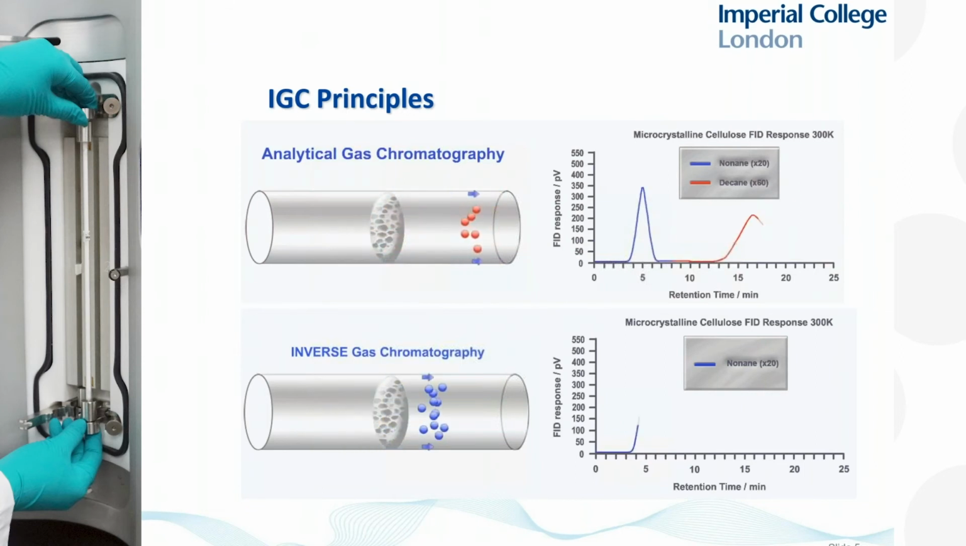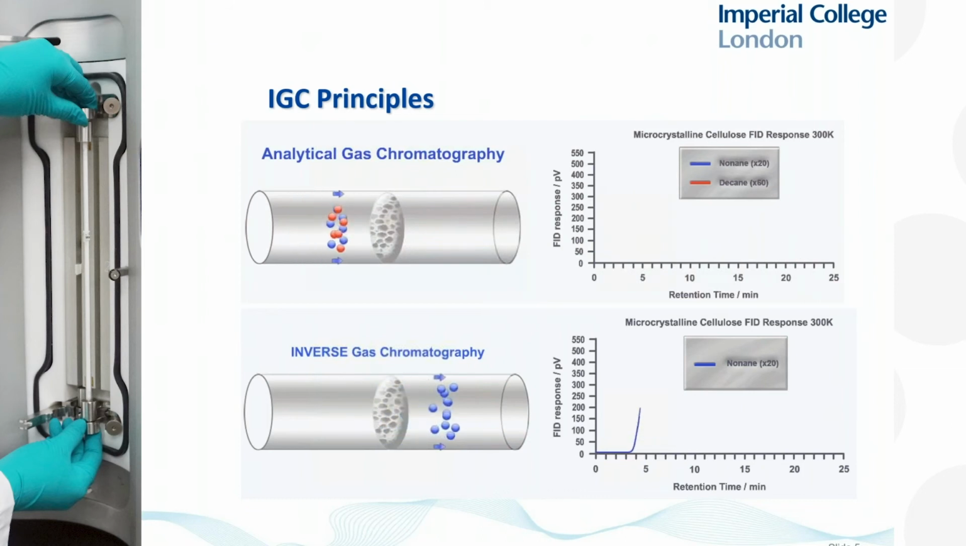Now, in the technique known as inverse gas chromatography, we're going to invert the roles. What we're going to do is prepare a column, pack it with our API or our formulation, and pass through that in the gas phase some known molecules.